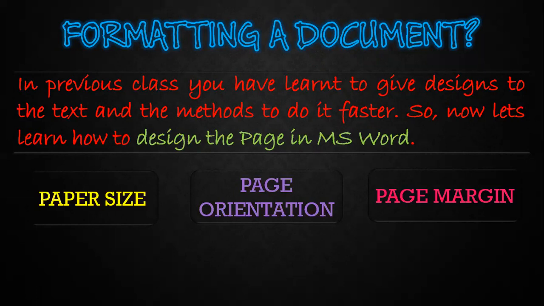So now we are going to give some design and the background and the color or the formatting of the page here. In the previous class, we have learned how to give designs to the text, for example, changing the background color, changing the font color, font style, font size, and different other things, format painter tool. Now, today in this class, we will learn about how to design the page and what are the different tools which will help us in doing that.